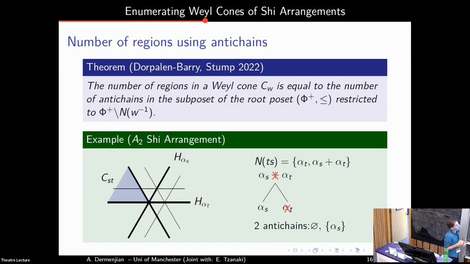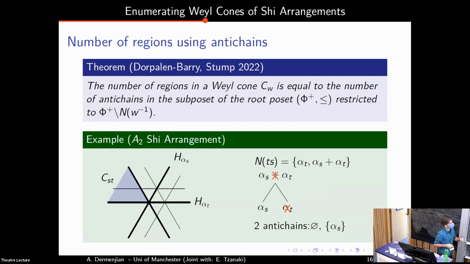Last year, Galen and Christian published a result on enumerating the number of regions in a Weyl cone. In particular, they showed that if you have a Weyl cone, which we'll denote by C_w here, then in order to know how many regions there are, all you have to do is count the number of antichains in the subposet of the root poset Phi plus, the root poset we had, restricted to the positive roots without the right inversion set of that element.